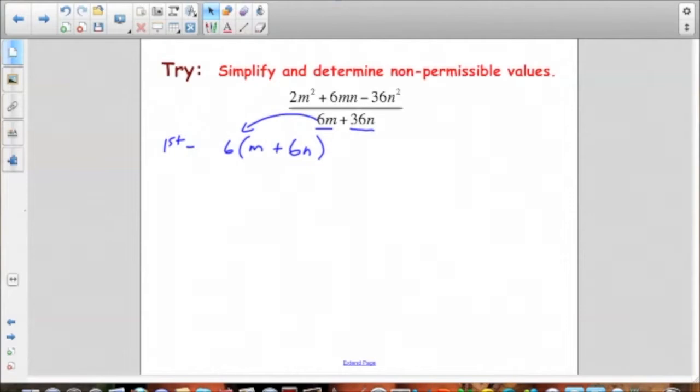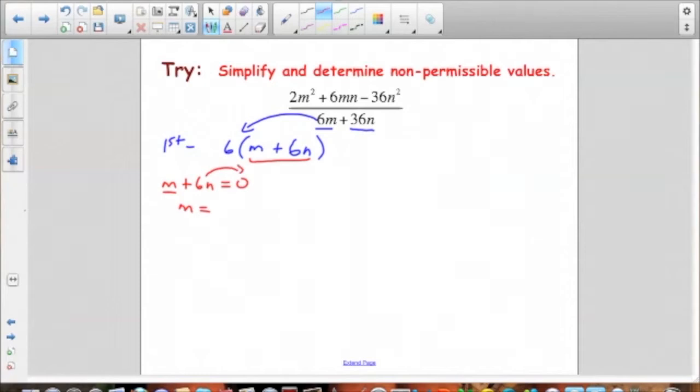Now to get the non-permissibles, I take what's inside the bracket, m plus 6n, and I make it equal to 0. Now I'm solving for the x, or in this case the m. So I go m equals, this flies over, negative 6n, and m does not equal negative 6n. Okay, so we've done our non-permissible. Now it's time to simplify.